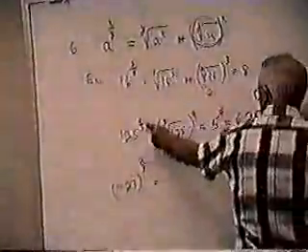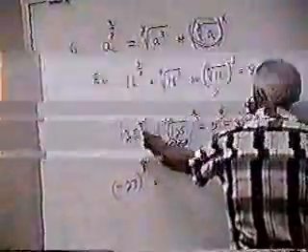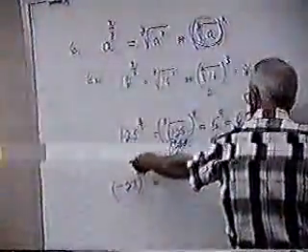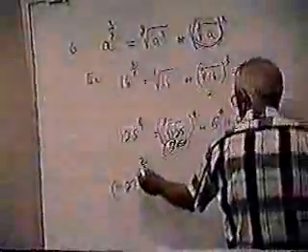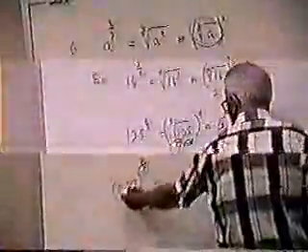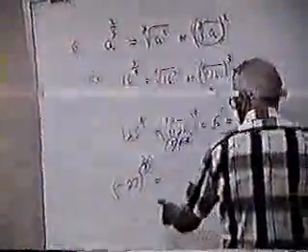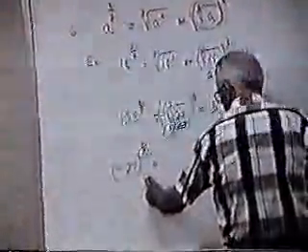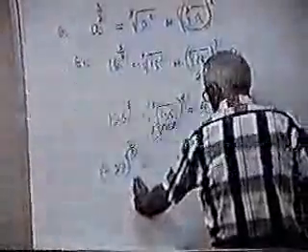Okay. But the point is if you have a fractional power, think of that root of that number and then take that answer and raise it to that power. So let's take this one. We want the cube root of a minus 27. What times itself gives us 27?